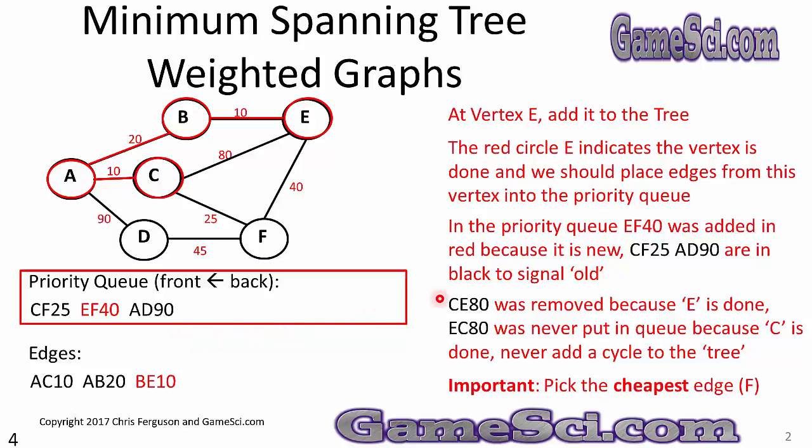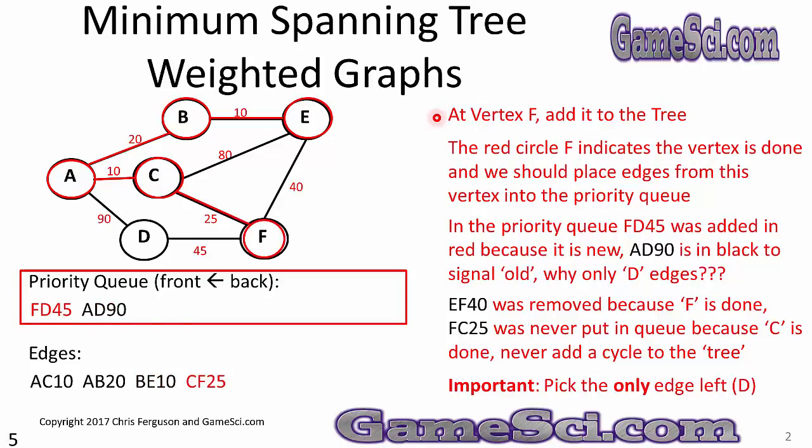CE80 was removed because E is done. This edge used to be in the priority queue. It's taken out because now that E is in the tree, we don't need to use that route. EC80 was never put into the queue because C is done. Never add a cycle to the tree. It's important to pick the next cheapest edge, and the next cheapest edge that we can reach a vertex with is CF25.